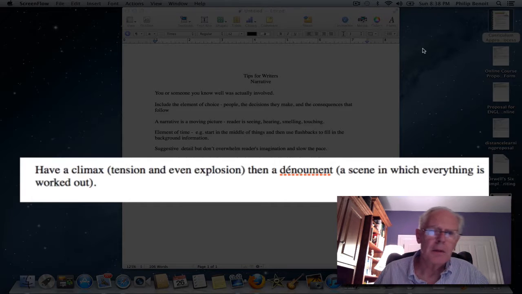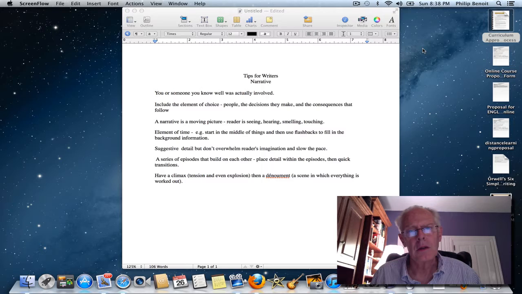And that doesn't need to be overly dramatic. It can be fairly mild, but it has to kind of tell the reader that here is where all of this led to. And then tie it up, resolve it, tell the reader what the reader needs to know in order to understand how this story came out, and that's your denouement. So those are a few tips that can take you beyond just writing a straightforward kind of chronological narrative.